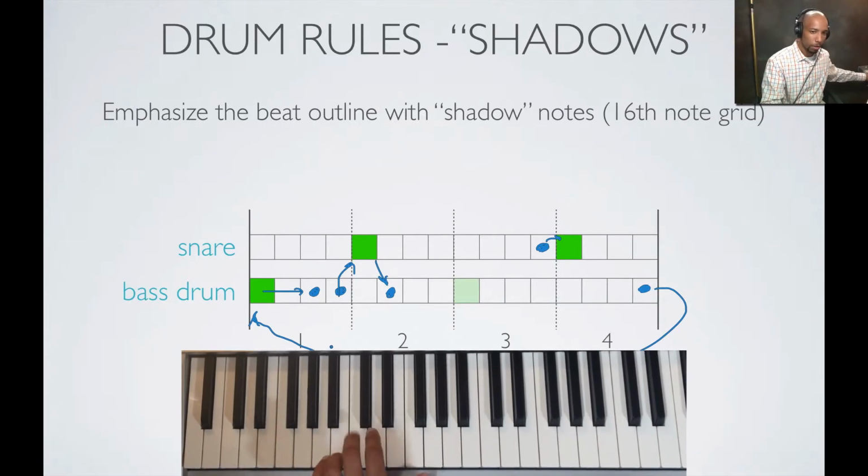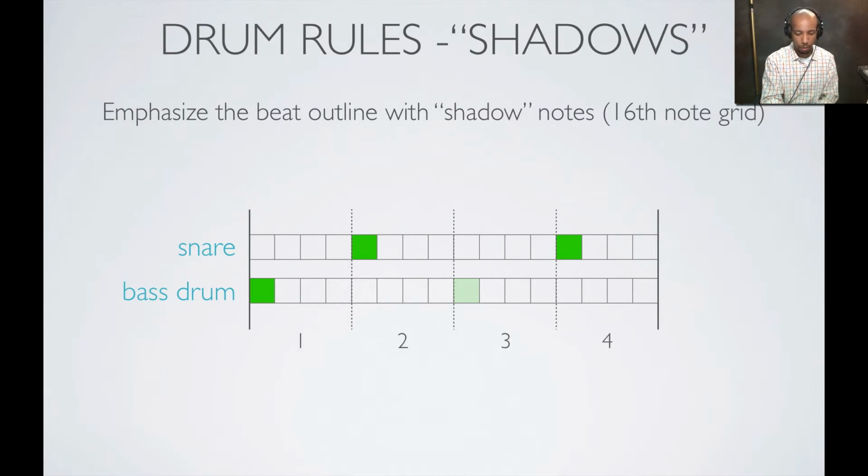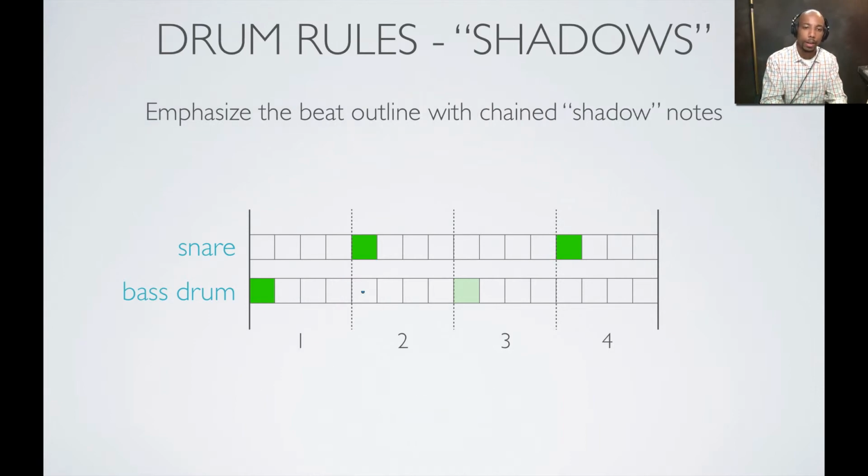1, a half, 2, a half, 3, a half, 4, a half, 1, a half, 2, a half, 3, a half, 4, a half, 2. Okay, so you get the idea. All right, so these beats actually sound pretty good, just by thinking of these things as shadows, like we said before. So one last concept that we're going to go over, and that would be chaining shadows.